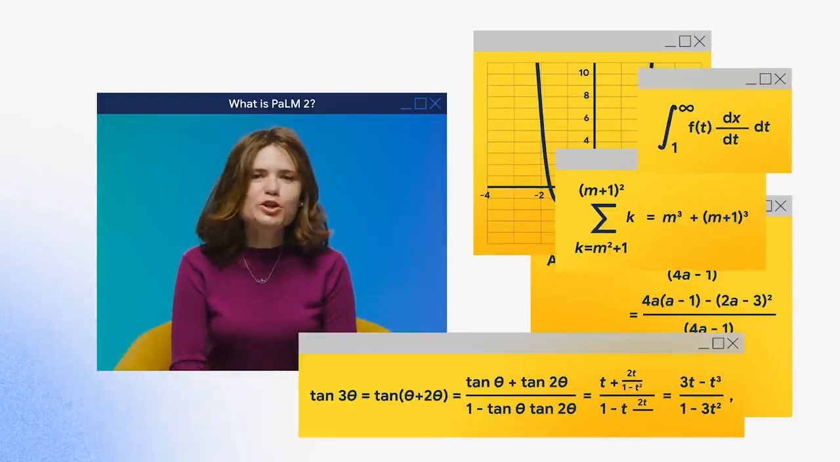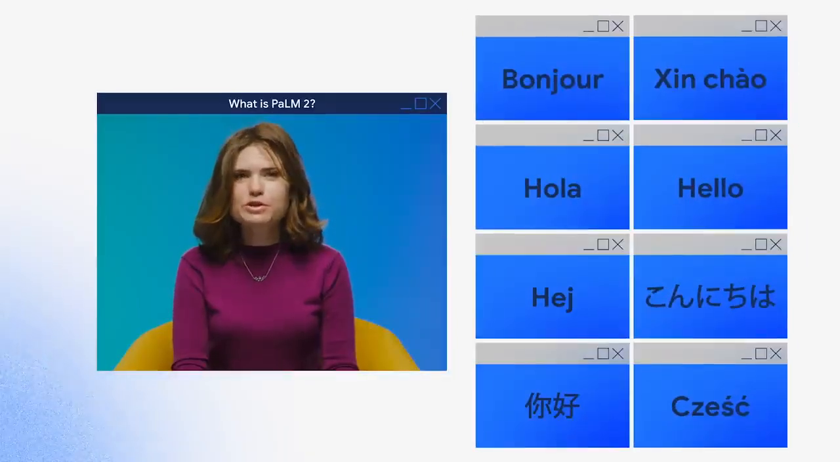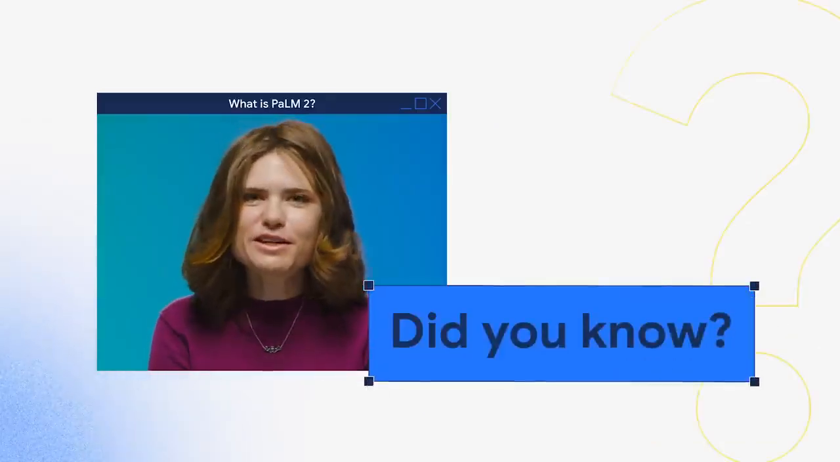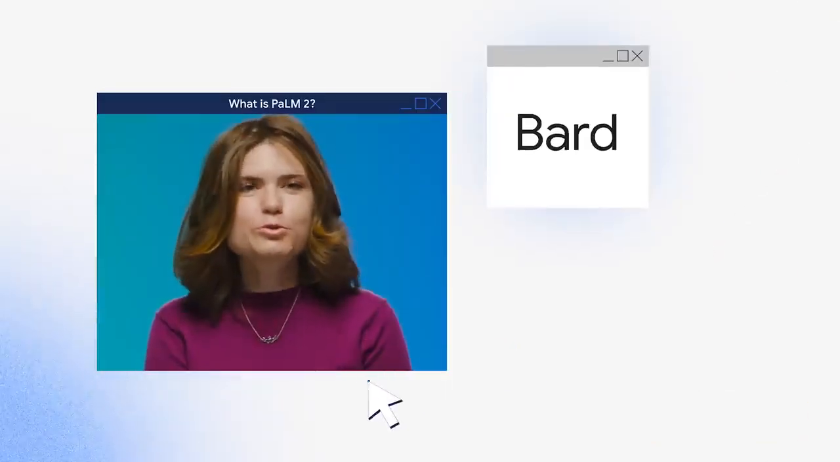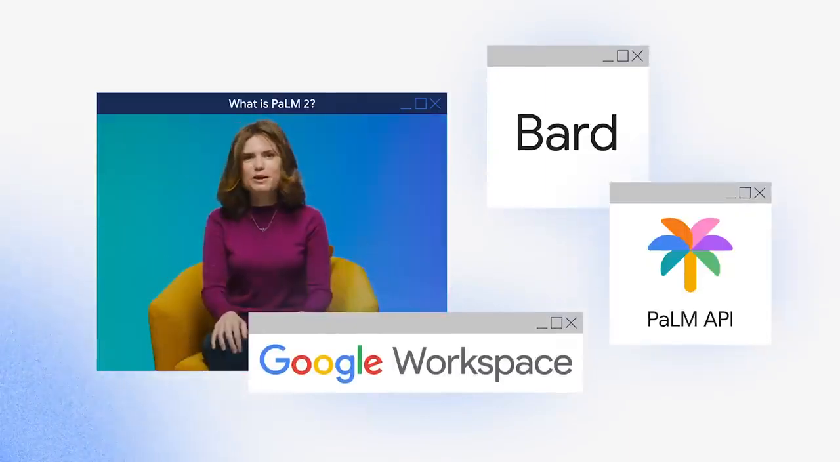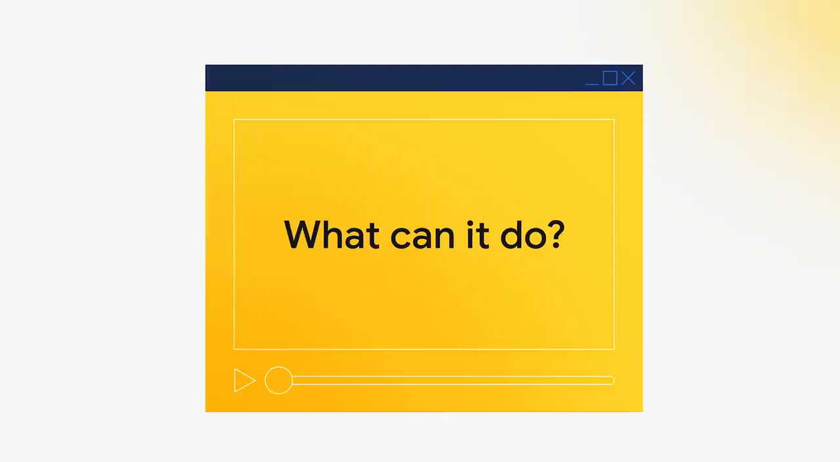PaLM 2 was trained on around 100 spoken word languages and over 20 programming languages. PaLM 2 is already being used to power Bard, Google's Workspace products, the PaLM API. You might already be using PaLM 2 and not even know it.